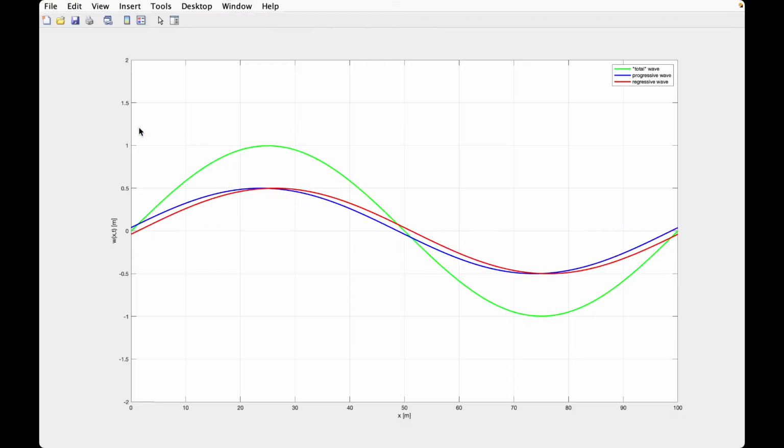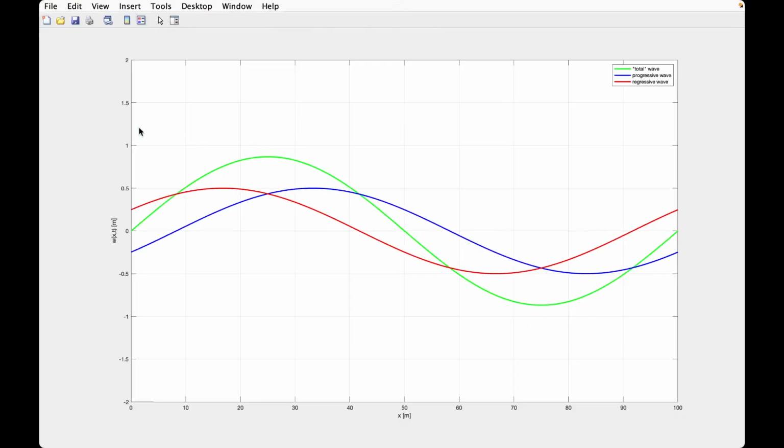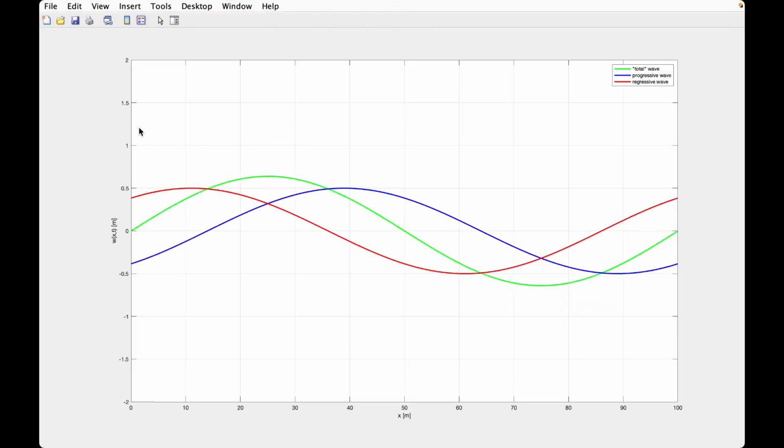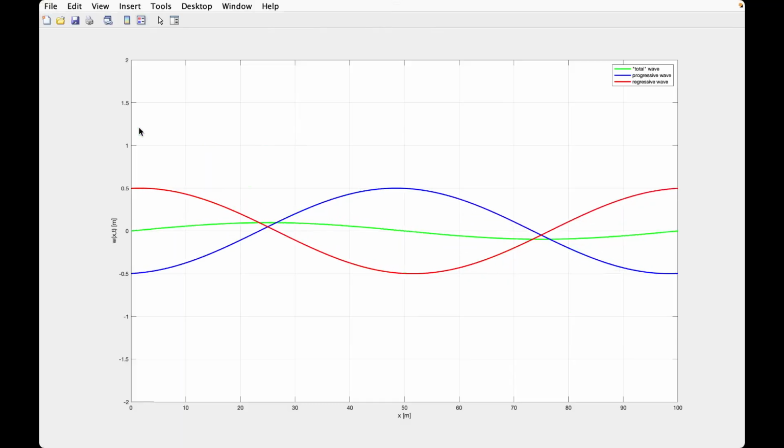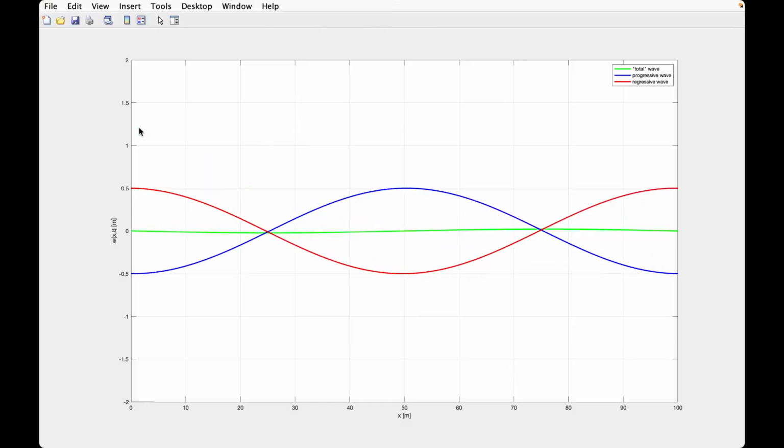So when they are superimposed, they are just adding to each other. But if you look at what is happening in a situation like that, you see that they moved 1/2 of the wavelength. The red one moved 1/4 of the wavelength in the regressive direction, the blue 1/4 of the wavelength in the progressive direction.